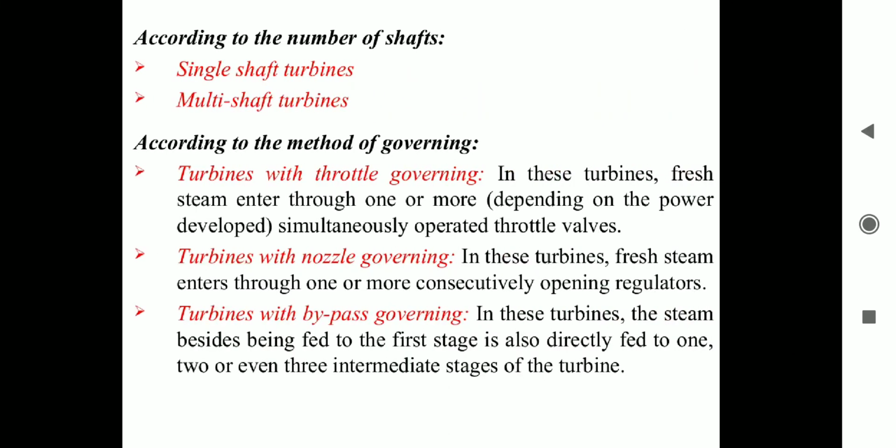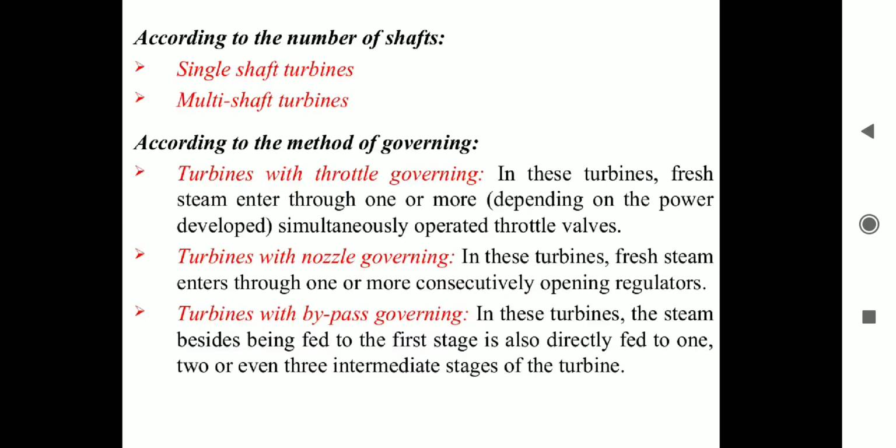Then we discuss classification according to the number of shafts. First is the single shaft turbine and second is the multi-shaft turbine. If we discuss according to the method of governing, first is the turbine with throttle governing, second is the turbine with nozzle governing, and third is the turbine with bypass governing.